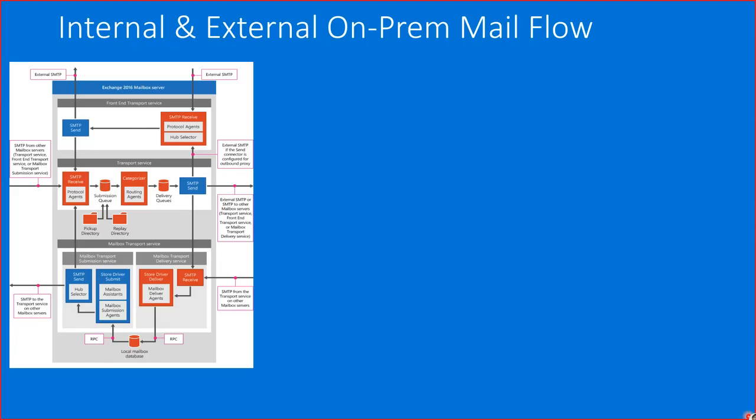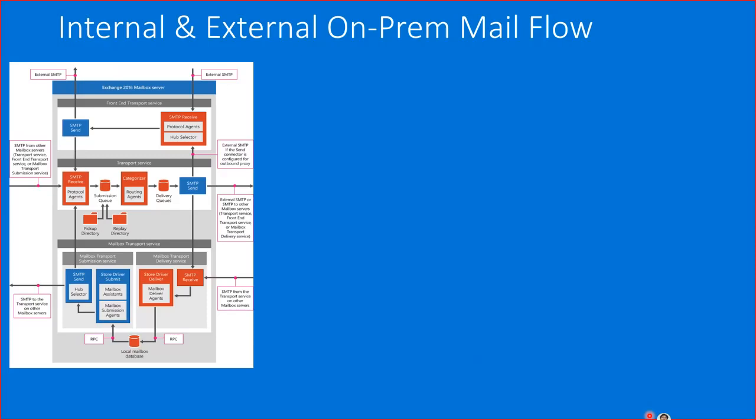At the top of the picture here, we have the front-end transport service on the Exchange mailbox server. The front-end transport service is mainly responsible for accepting messages from another Exchange server. It could be an external server on the internet or another Exchange server within the same organization. All it does is it accepts the messages from the server, and then it transfers it to the transport service on the server.